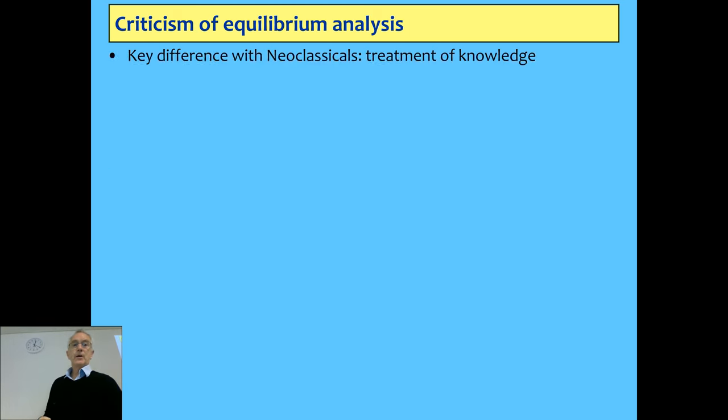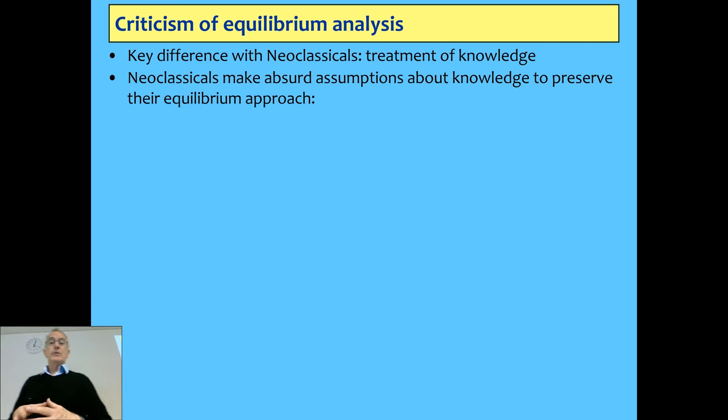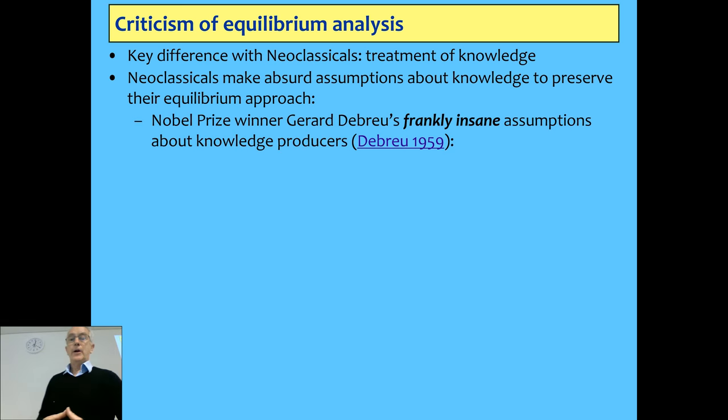Now, when they're criticising equilibrium, what they're starting off saying is they're criticising how neoclassicals treat knowledge. And if you look at what neoclassicals are willing to do to be able to do the sort of mathematics they prefer to do, they're willing to make assumptions that I think can be classified as frankly insane. Okay? I'm not going to be polite about this when I'm criticising any school of thought.